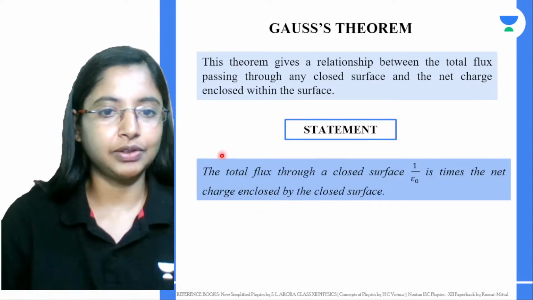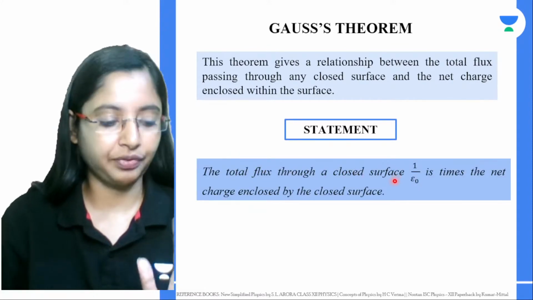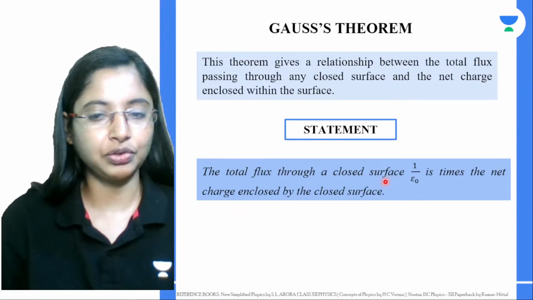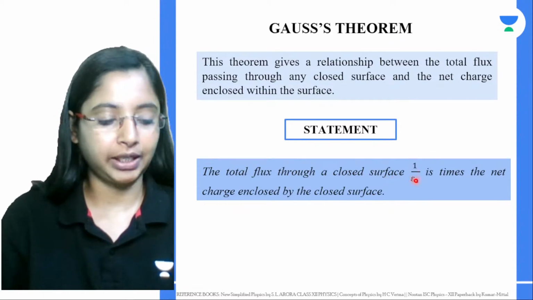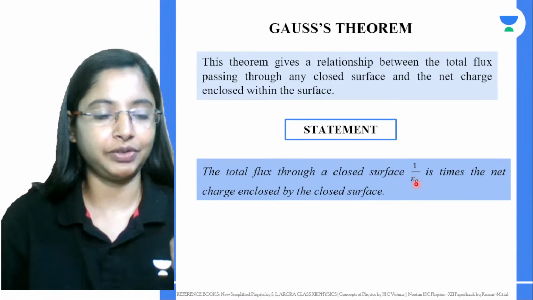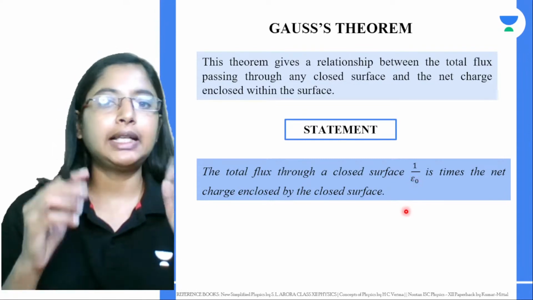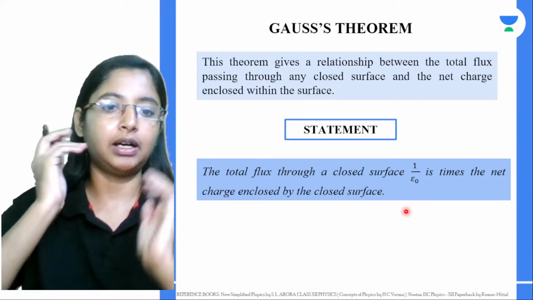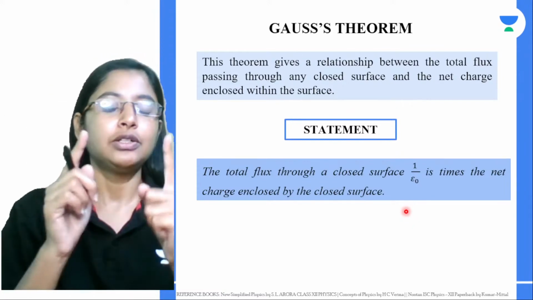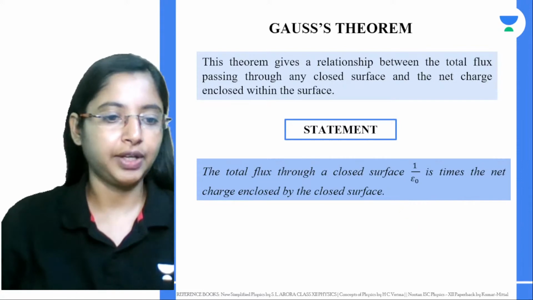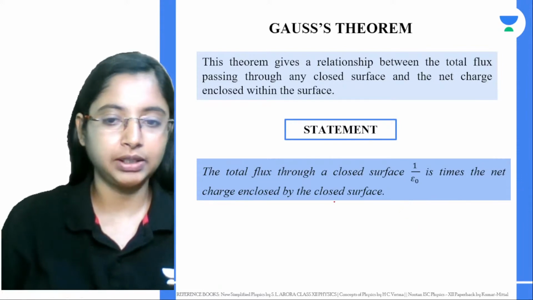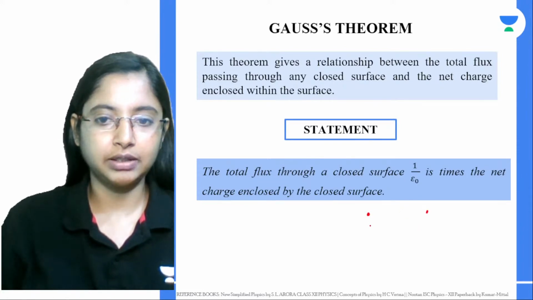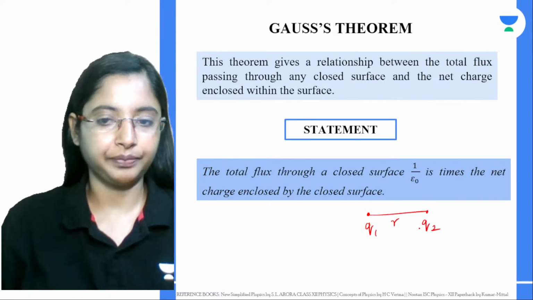You can define Gauss's law as: the total flux through a closed surface, and Gauss's law applies only for a closed surface, is 1 by epsilon naught. Epsilon naught talks about the permittivity, right? We did it when we did electrostatic force, Coulomb's law. Let's say I'm taking two charges, Q1 and Q2, separated by a distance r.